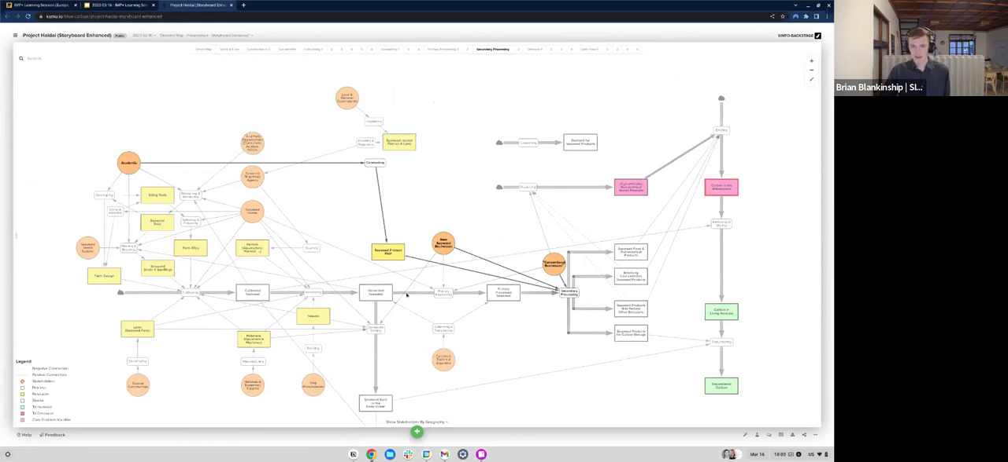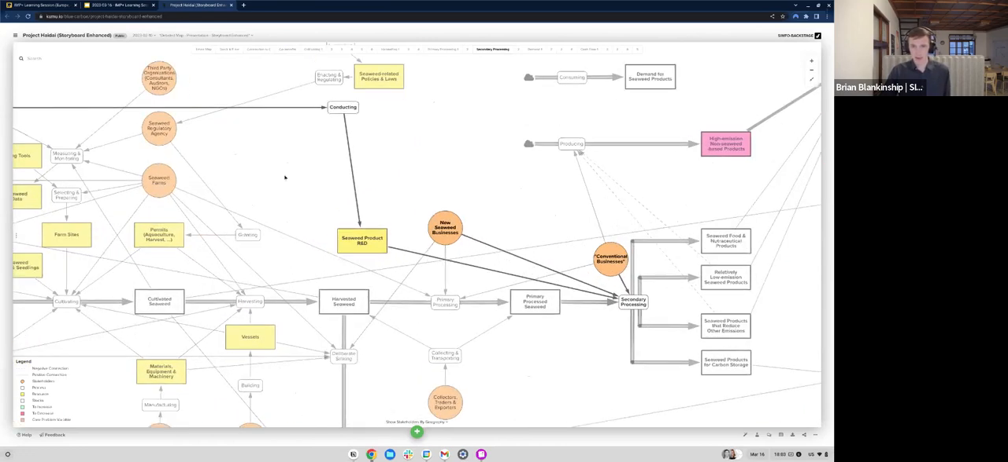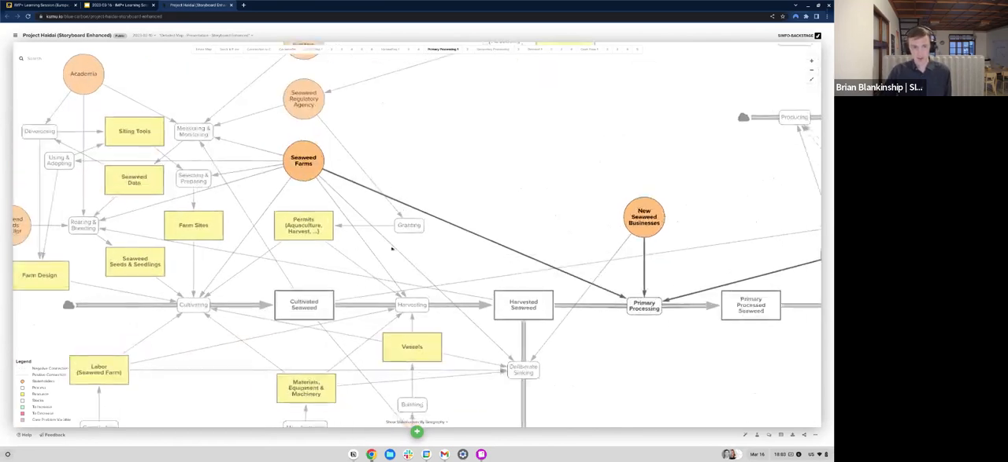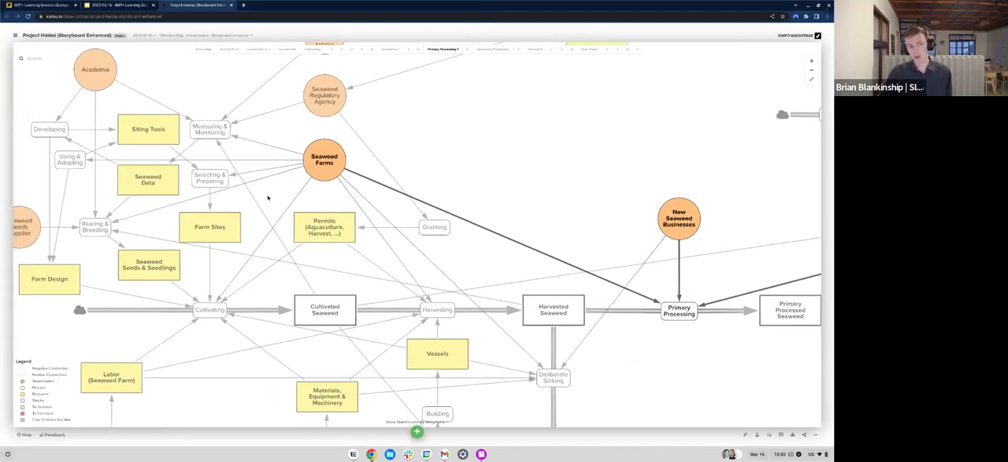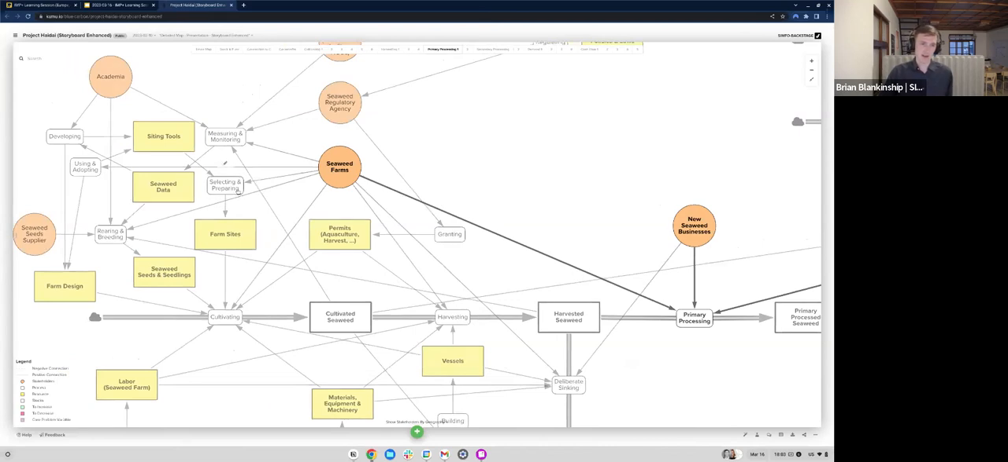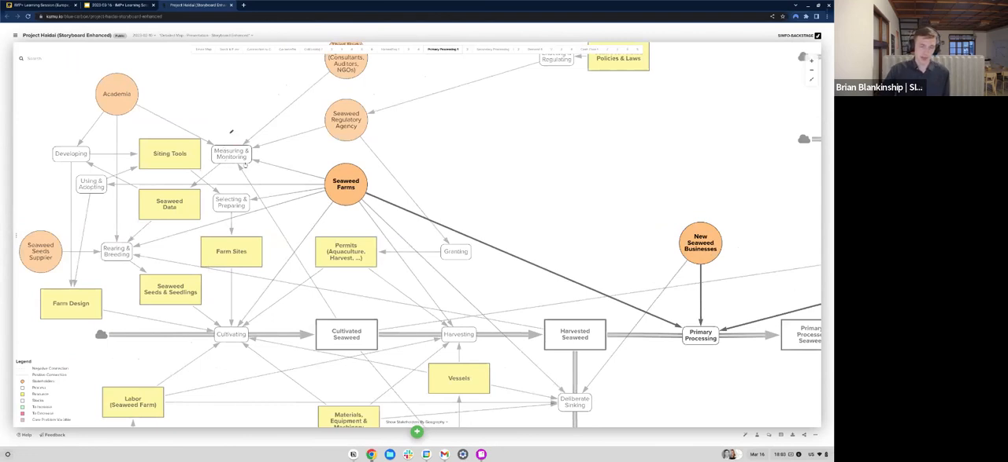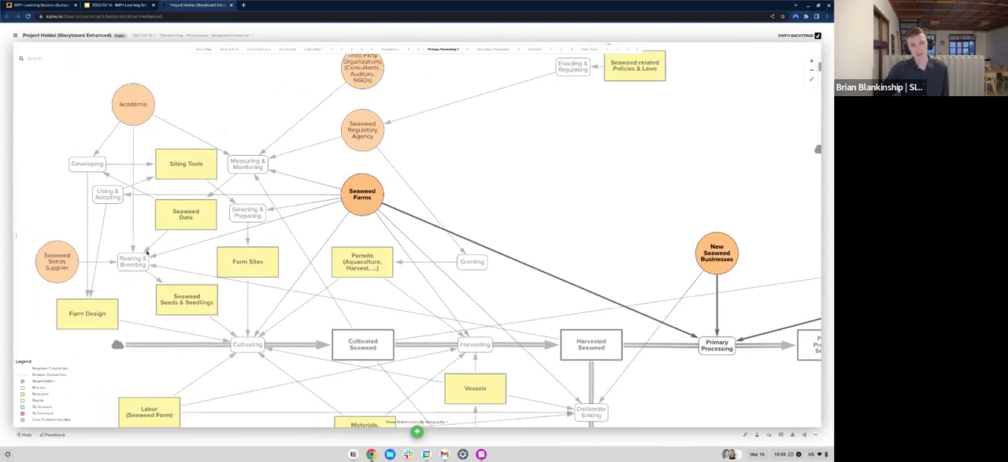So we will look at a number of things. Let me take a look here at primary processing, but we have these yellow boxes, which are various resources that we need to grow. So whether that's a farm site or permitting or vessels, we'll look at the processes by which those resources are created. So selecting and preparing increases our stock of farm sites. Measuring and monitoring increases our stock of seaweed data, which helps with the process of rearing and breeding seaweed.